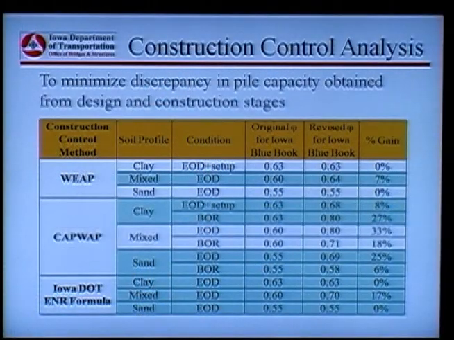We found that these are the originally determined resistance factors for Iowa Blue Book. After considering the construction control analysis, we were able to increase some of the resistance factors further. For example, if it's a mixed site, if we use WIP as a construction control, we could increase from 0.6 to 0.64 after considering the construction control using WIP. So that has been included in the recommended resistance factors for design using Blue Book.